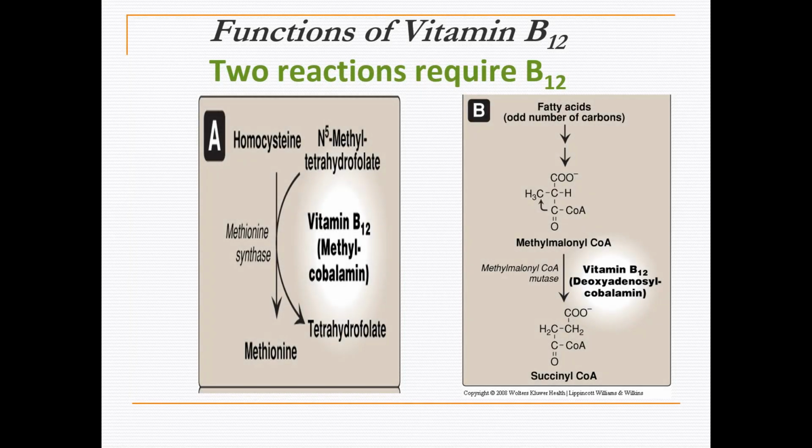The functions of vitamin B12: there are two reactions which we must always remember. The first is the conversion of homocysteine into methionine, where vitamin B12 is essential. The other is the conversion of methylmalonyl CoA to succinyl CoA. These two reactions require vitamin B12, and methylmalonyl CoA converted to succinyl CoA is the first step of heme synthesis. That's why succinyl CoA is required for heme synthesis. If vitamin B12 is not there, heme synthesis will be affected as well.